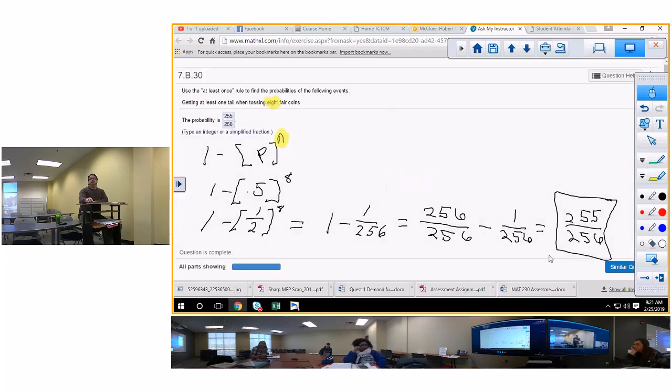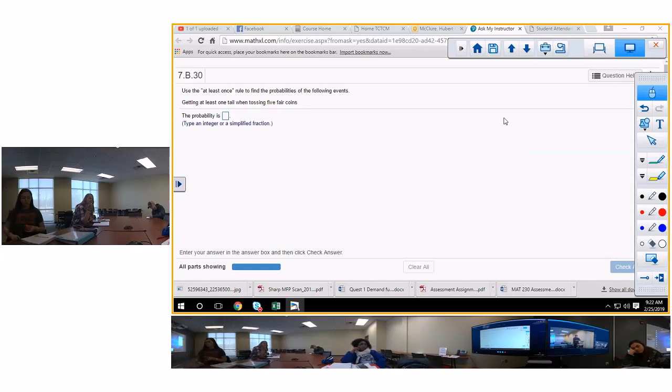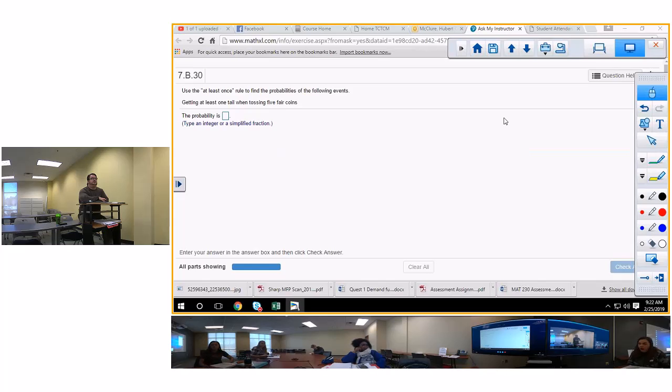Okay, so try this one. So that'd be 2 questions you got in your calculator. You can get on a coin either one head or one tail. So your chance of getting a tail is 0.5. Use at least one rule to find the probabilities of the following events. Getting at least one tail when tossing 5 fair coins.